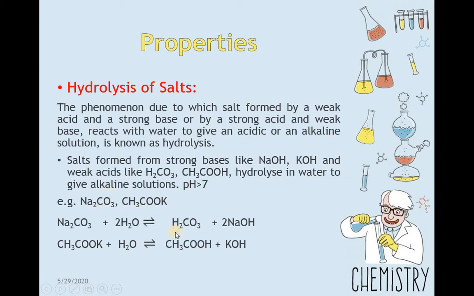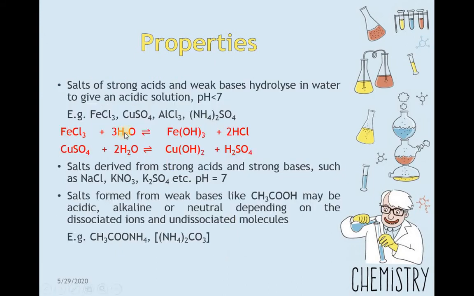Examples are given. So you can see this is the weak acid, strong base, weak acid, strong base. So you will get the pH of the solution as greater than 7, that is basic. Strong acid and weak base salts hydrolyze in water to give an acidic solution, pH less than 7. You can identify who is the strong acid and weak base. You can see we are getting the strong acids. Salts derived from strong acid and strong base give pH equal to 7.